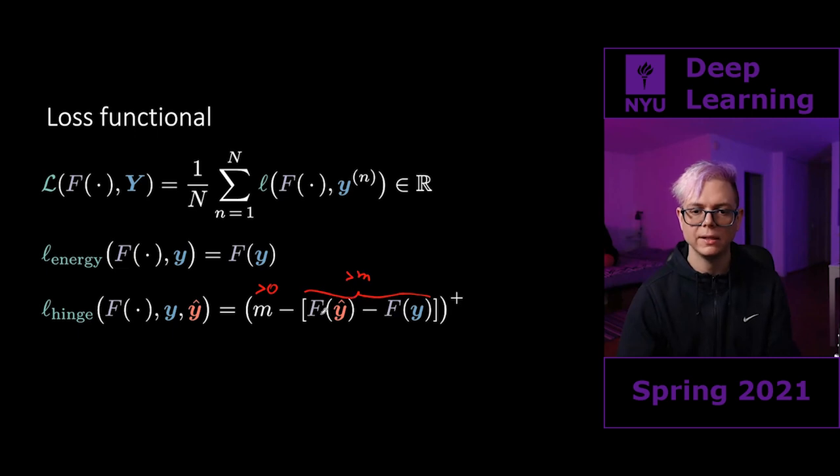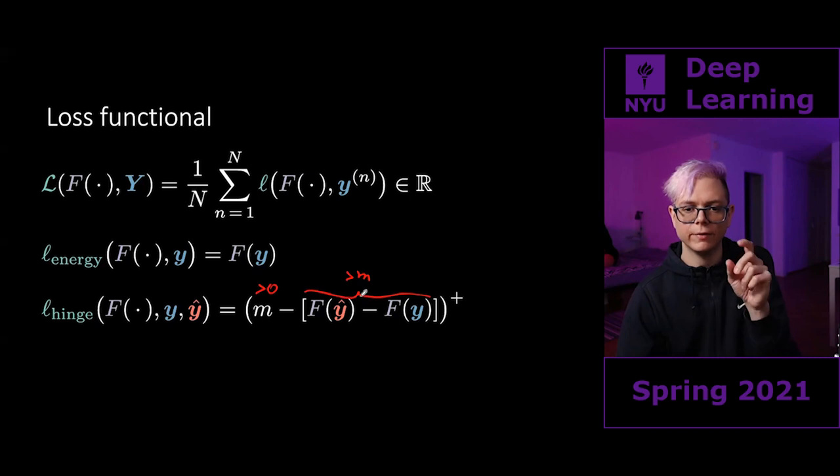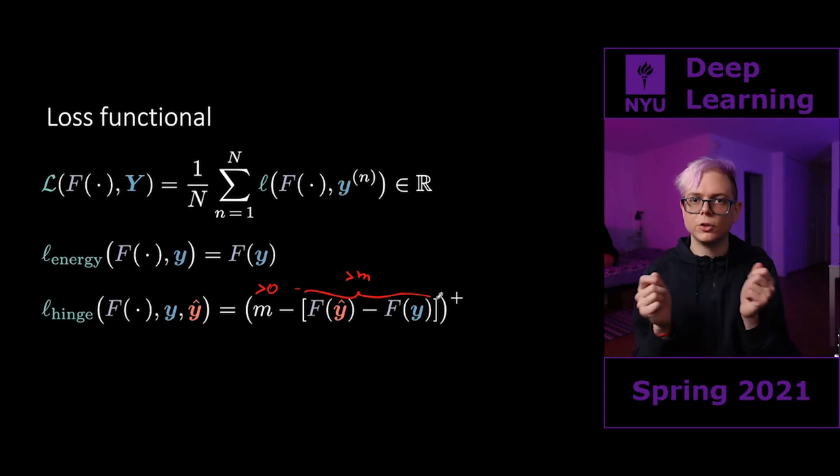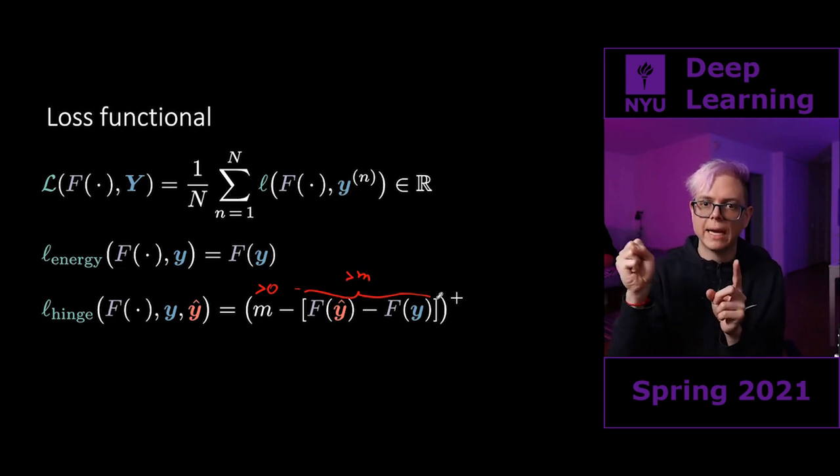As soon as this difference becomes larger than M, so as soon as the free energy for this bad guy is larger by M than this value over here, then you have M minus something that is larger than M, and you get a negative value. Take the positive part, you get a zero. So the system stops pushing, as soon as the distance between bad samples and good samples is larger than this M.